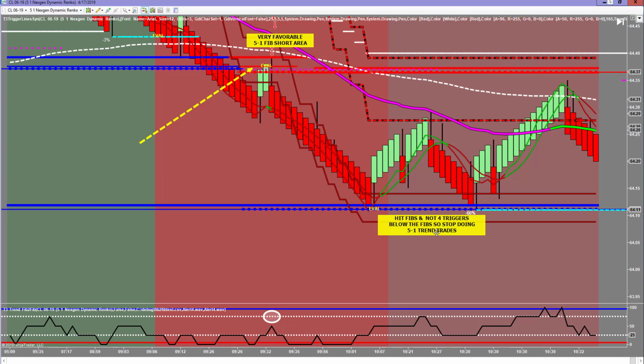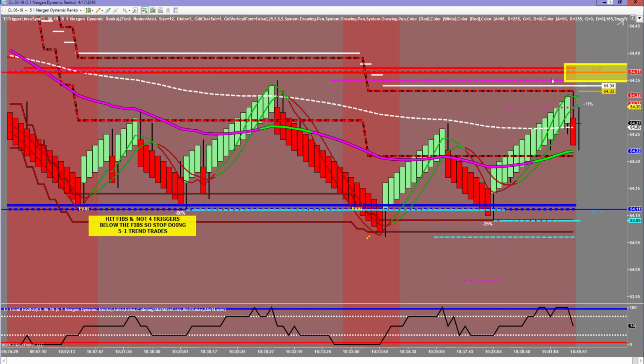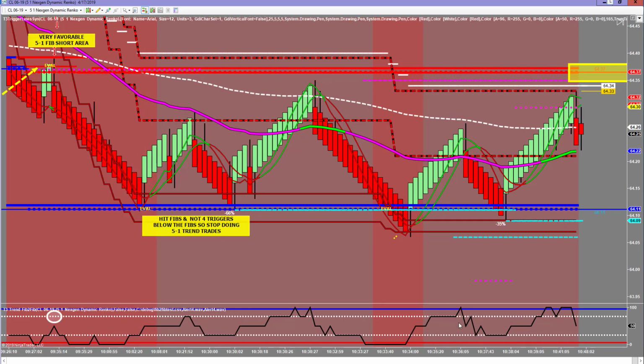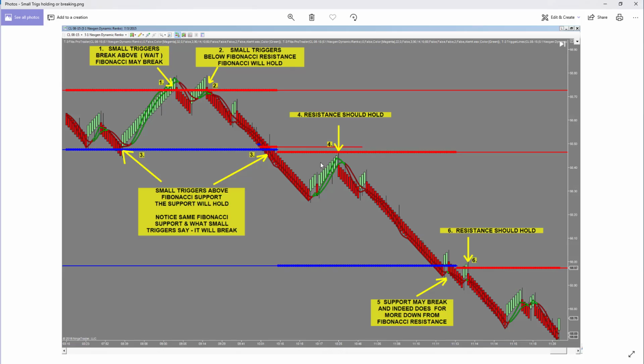If the fibs hold support and the triggers don't break below it, the pivot stop out will usually take us back up. Can you see it? And it's basically all of the same concepts in this one super simple picture. Pivot stop out at fibs, no triggers break, and it's going to go up. It's going to retest the resistance.